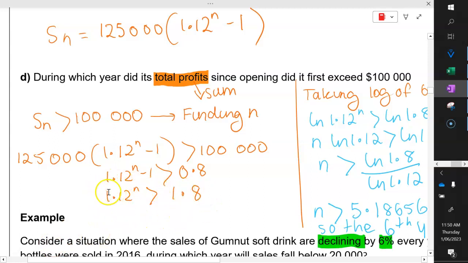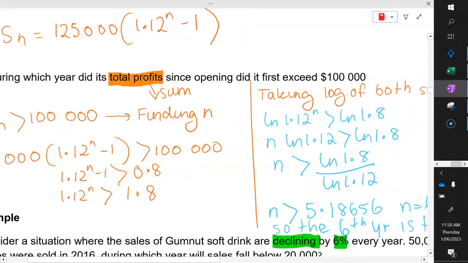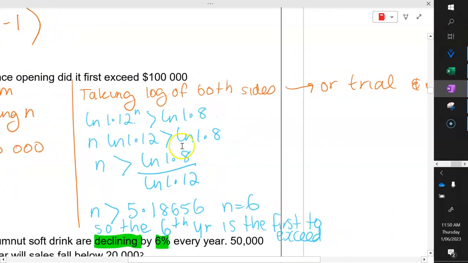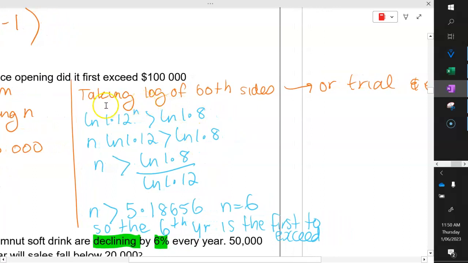So with this part here, we've got an unknown power. We need to take the log of both sides. So I've done that over here. Or you can do trial and error again if you like. Taking the log of both sides means that we can bring that n down the front like this.